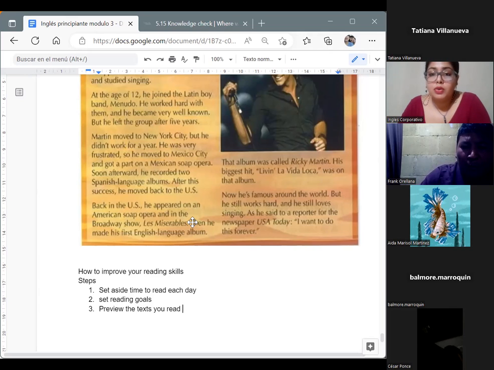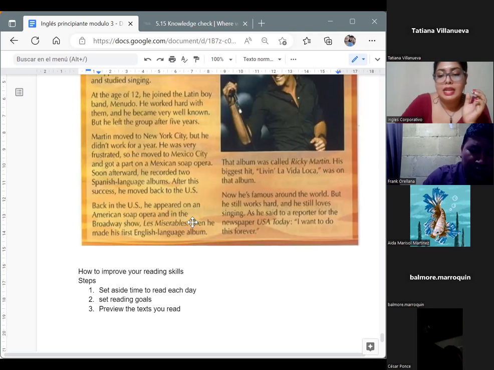Podemos hacer un preview, como dice ahí, ¿verdad? O podemos hacer un scanning, que es como escanear la lectura, o buscar ideas o palabras claves de lo que vamos a leer para crearnos una idea de qué se va a tratar el libro. En muchos de los casos podemos hacerlo a través de imágenes también, viendo las imágenes que vienen en algunos libros. But if you don't like the books that have a lot of images, it's kind of complicated.